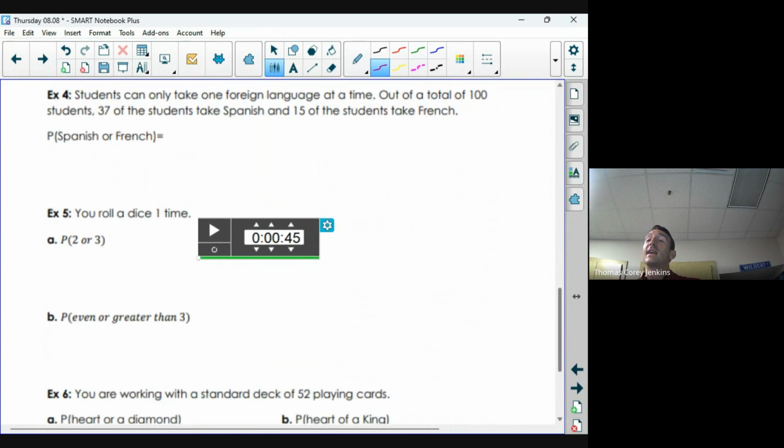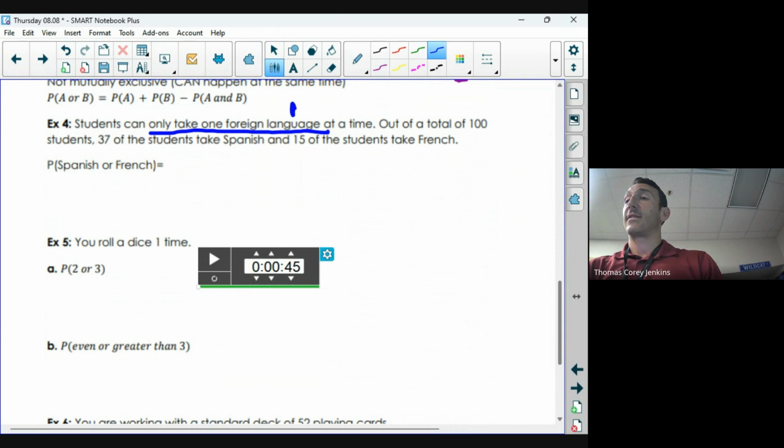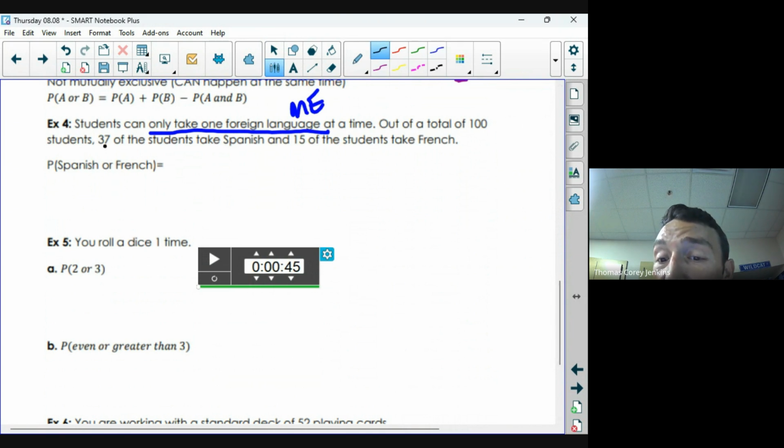Okay. All right, so in example 4, students can only take 1 foreign language at a time. So that's going to be our phrase that pays there. Out of 100 students, 37 take Spanish, 15 take French. So only 1 at a time makes them mutually exclusive. Okay, so this is our mutually exclusive phrase. So that just means we want the probability of Spanish plus the probability of French, right? So we'd have like 37 plus 15 out of the 100, right? Does that make sense? Everybody with me on that? So that would be what, 52?